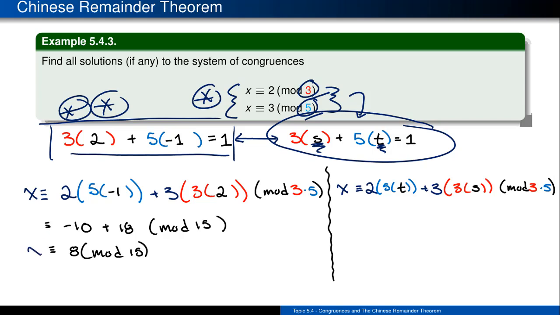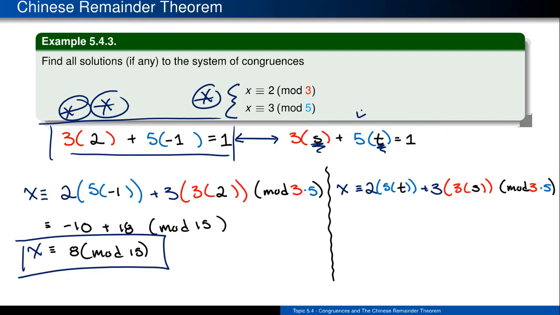So the general solutions to these things are all going to be of the form 8, and then I can add or subtract 15 as many times as I want to, because I know that 15 is going to be a 0 in both the mod 3 setting as well as the mod 5 setting. So what I want to do in this situation is slowly try to generalize this.